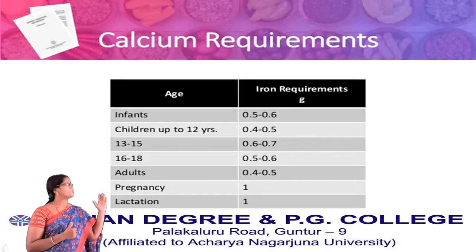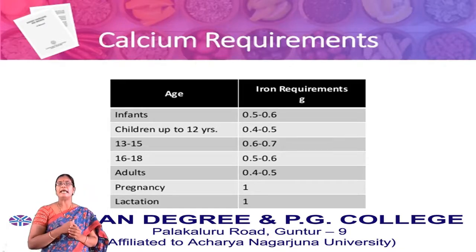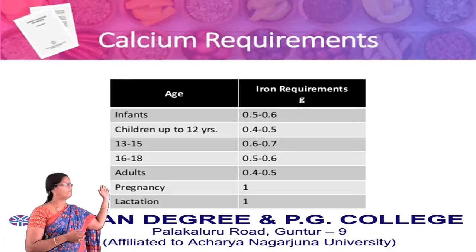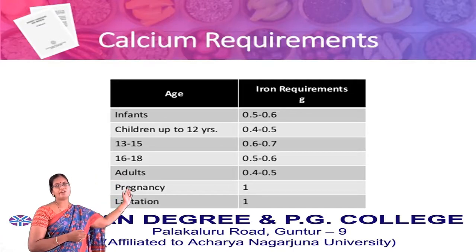We will move to the next element, that is calcium. Calcium plays an important role in each stage of life, from infants to adults. Calcium is mainly responsible for bone formation, teeth formation, and maintenance of integrity between the muscular and nervous systems. So now in the present table, we can see the age groups and calcium requirements respectively.